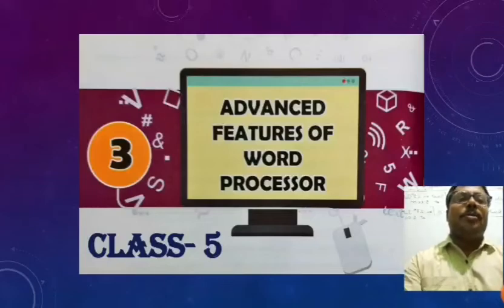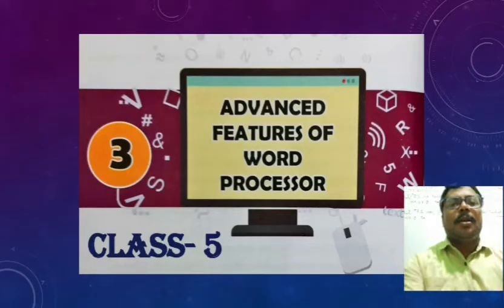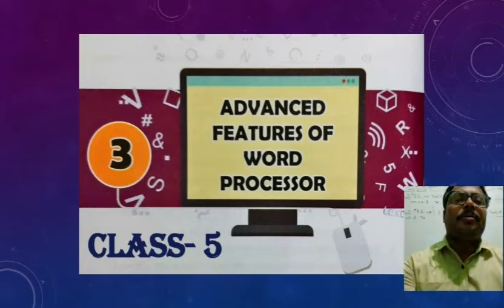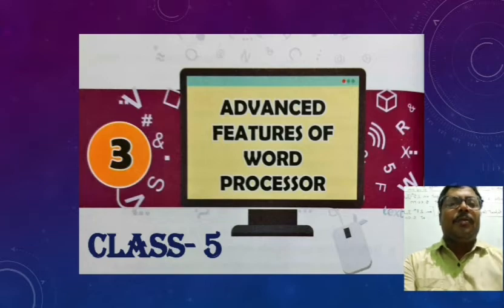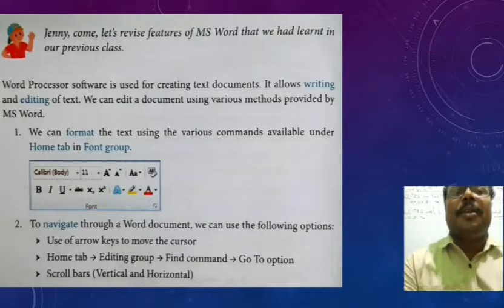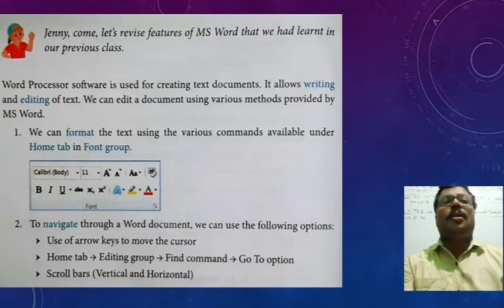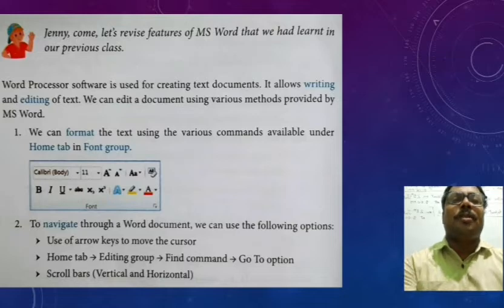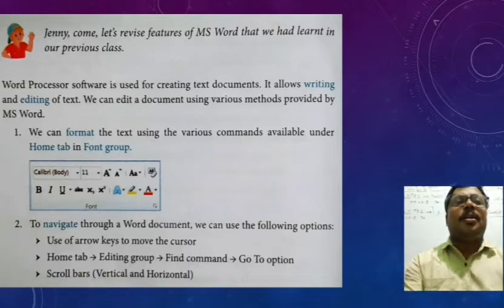And I'm going to start the discussion about Class 5, Chapter 3, Advanced Features of Word Processor. Okay, so we will start the conversation about this. First thing given here is that in MS Word, different types of formatting, writing and editing tools are given. So we will discuss them one by one, and this is the first part of the video.